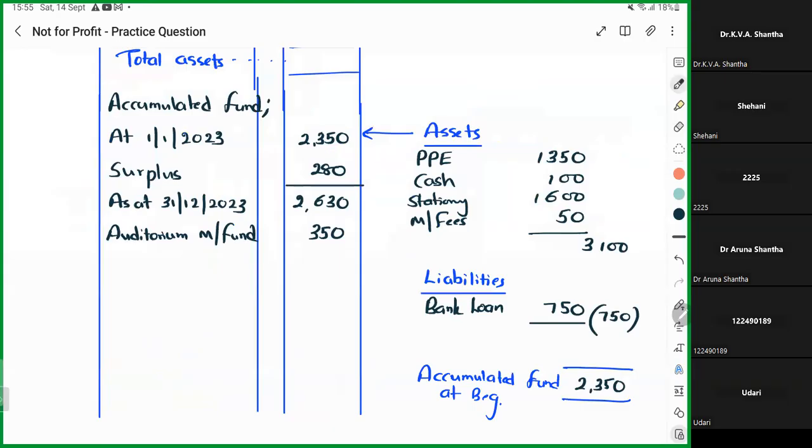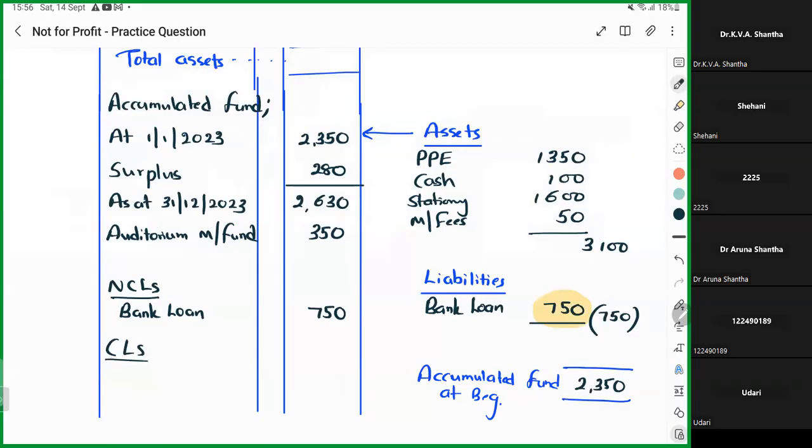Then you take the liabilities. Non-current liabilities. We have bank loan. Now you see question says repayments have not been made. Capital repayments starting from the next year. Then the balance at the end same as balance at the beginning. During the year you make only the interest payments.